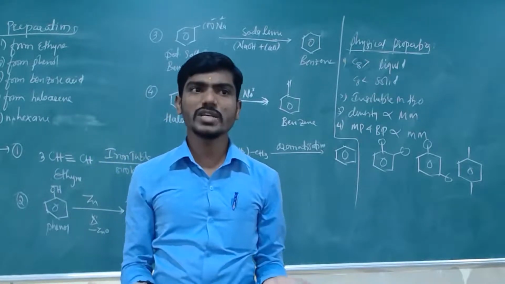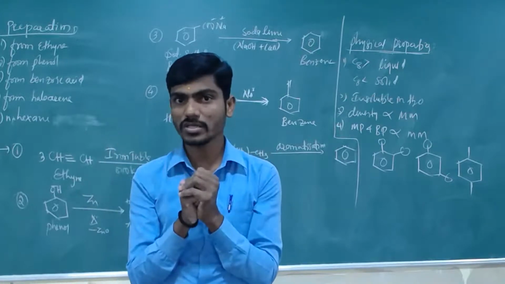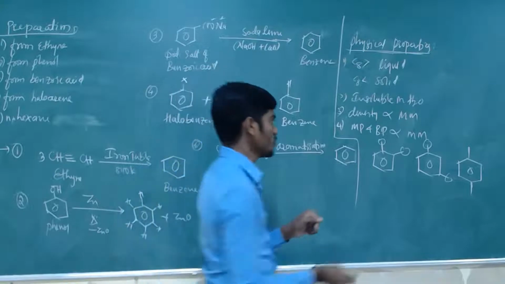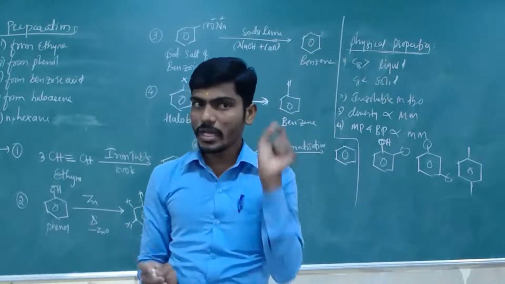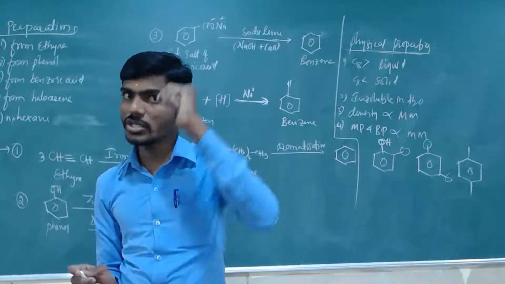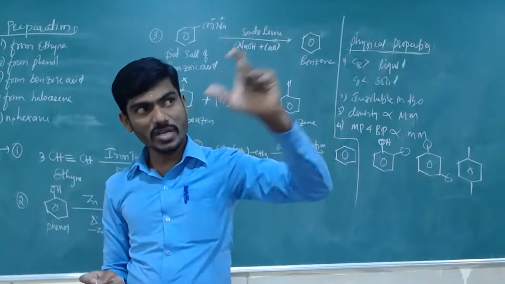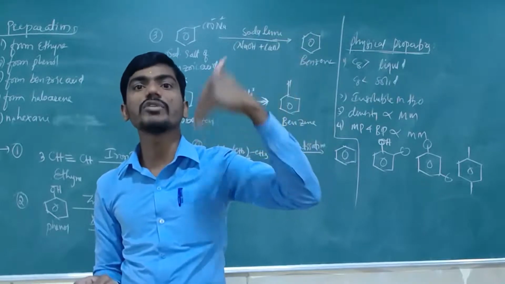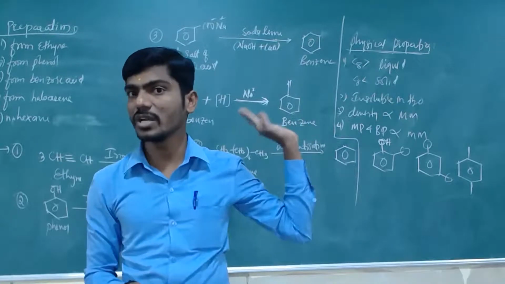In terms of size, as van der Waals force of attraction increases, melting point and boiling point increase. In addition, if it contains an OH group, as in phenol, the oxygen in OH has a tendency to form hydrogen bonds with other molecules. Because of that hydrogen bonding, the melting point increases further. So this is the concept of physical properties.